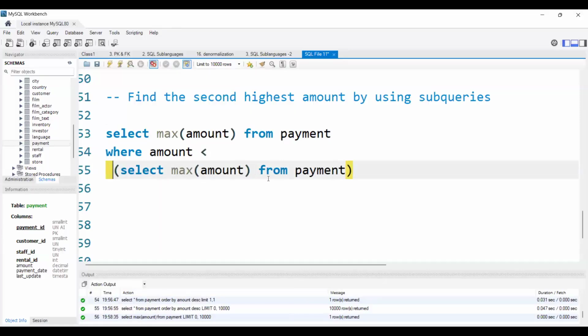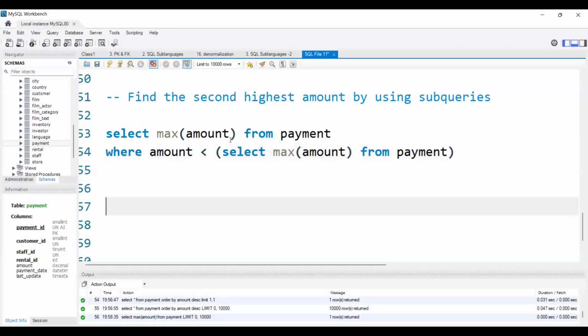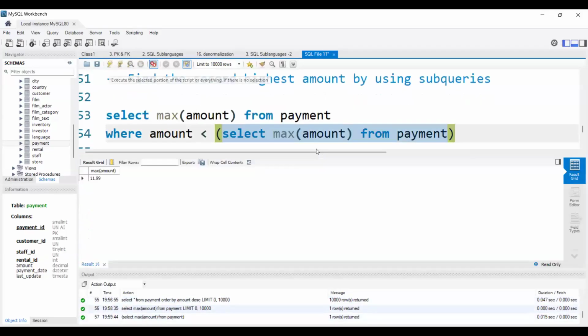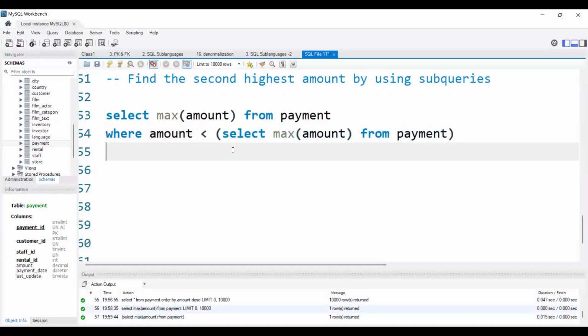Now, as I said previously, whenever we write any subquery, first SQL will execute the inner one, and whatever output I get from this will be provided as input for the outer one. Right now SQL will just execute select max of amount from payment. Let me execute this. I got 11.99. Now it will compare this with 11.99. Here I'm saying select max of amount from payment where amount less than 11.99.